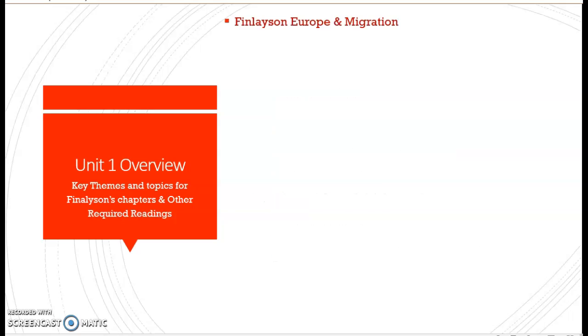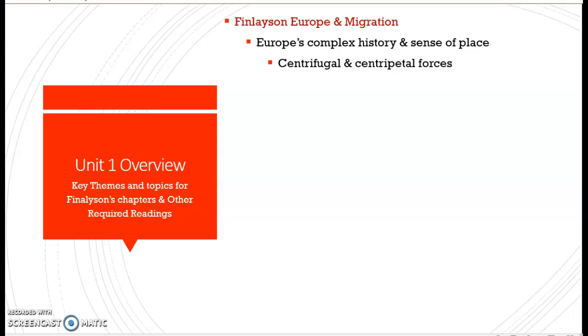In the third set of readings, we'll look at Finlayson's depiction of Europe and also migration. Europe, as we're going to see, is really complex. The history, from the Greeks to the Romans to the medieval times to the age of exploration and empire building. Europe's history is fraught with conflict and identity and changing sense of place.